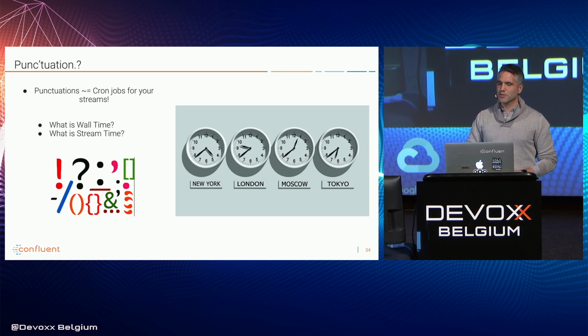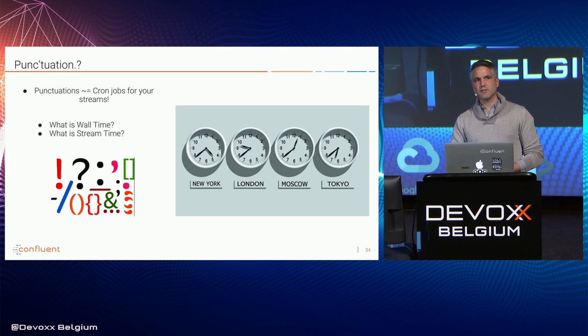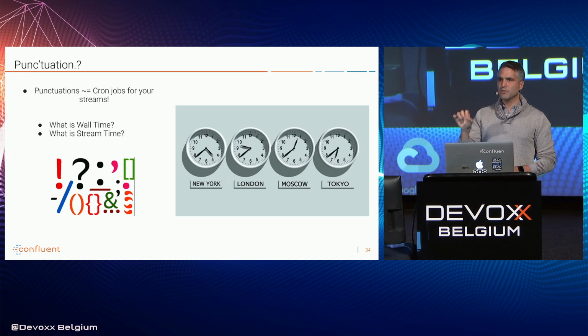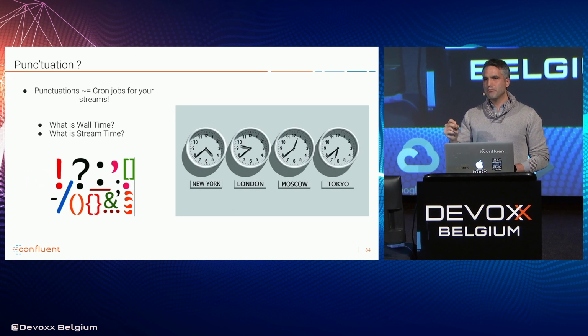Now, stream time is really interesting. If you tell a punctuator to run every 10 seconds but on stream time, it'll use the time extractor that you set up, and it'll run based on the time of the messages being ingested, however you configure your time extraction.